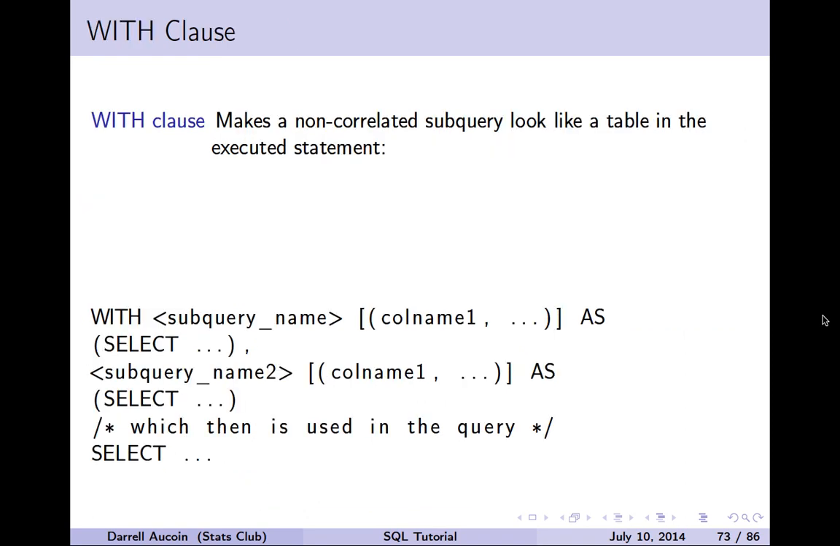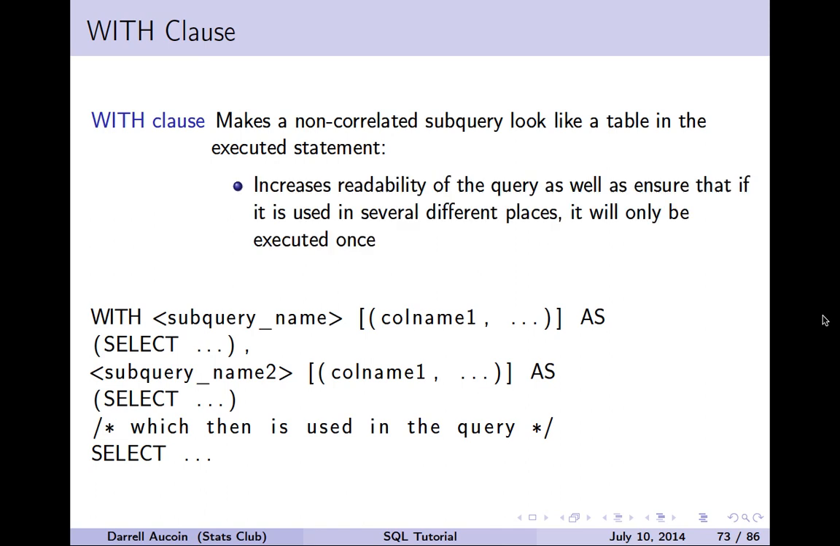The with clause basically makes the subquery look like a table in the executed statement, and increases reliability, but it's not really implemented in SQL. But yeah, it's actually really helpful. You type in the subquery name you want to describe it as, and then we can use it in the bigger statement specified below with the select.